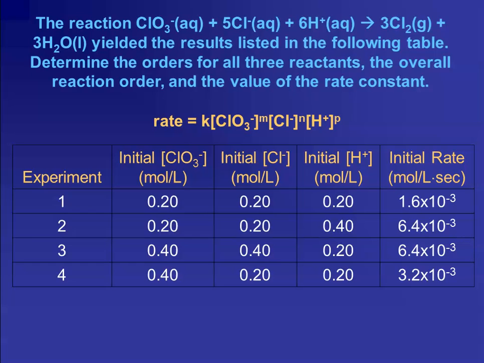And if I'm taking a look at my data, it looks like between 1 and 4, that would work really well for ClO3 minus. It looks like between 1 and 2, that would work really well for H plus. And it looks like 3 and 4 would work really well for Cl minus. I typically set these up so that the higher concentrations, the larger rates, are in the numerator. It doesn't matter which way you set them, but I like to have values greater than 1 rather than fractions when I do my divisions.